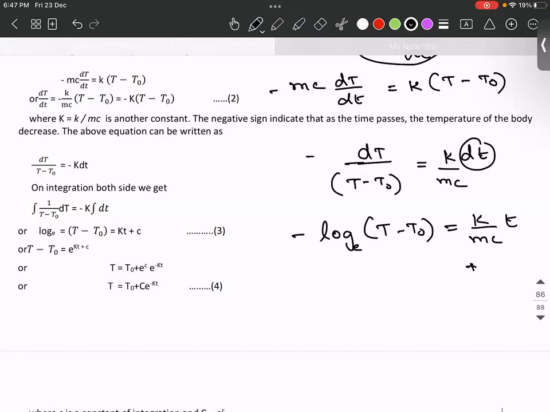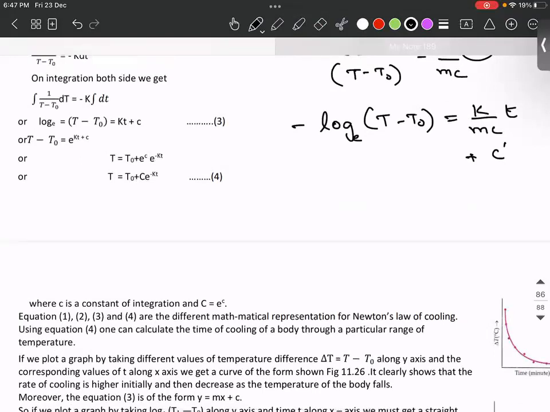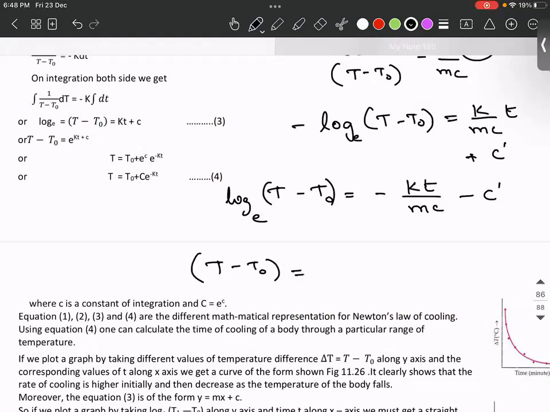Should I use c dash? Then what will happen in this scenario? Then T minus T naught, or I can write log of T minus T naught base e, is minus KT divided by MC minus C dash. So, what is T minus T naught equal to? E power minus KT divided by MC minus C dash.